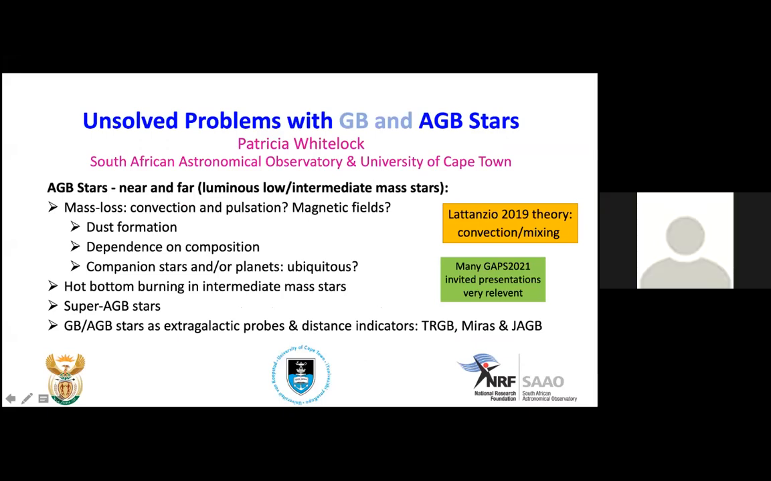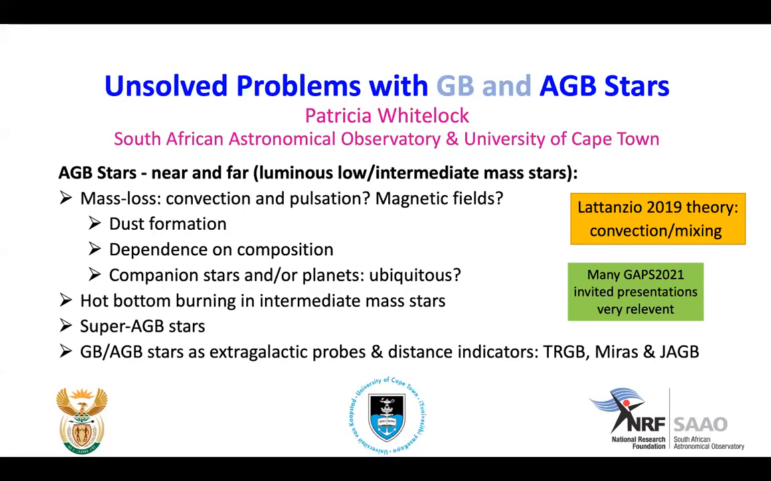Okay, I'm going to focus on the asymptotic giant branch because I've only got 15 minutes, and particularly on the large amplitude variable high mass loss phase that these stars go through at the end of the AGB. And just remind you that this is when low mass stars are at their most luminous, and in distant but resolved populations, these may be the only stars that we can see.